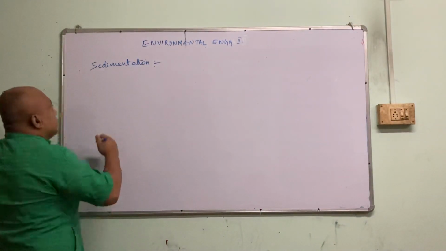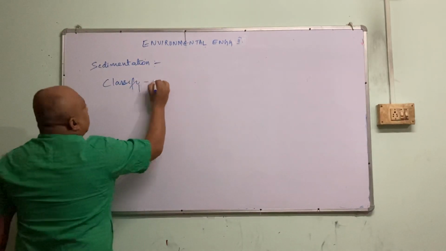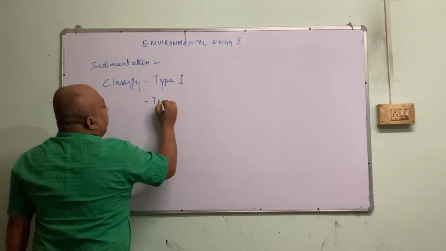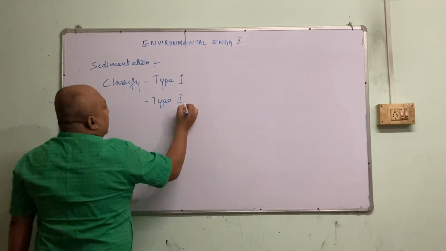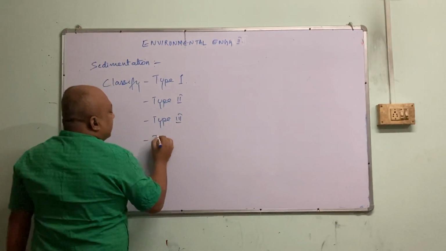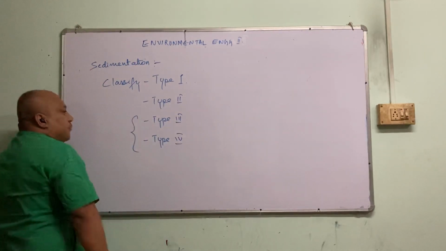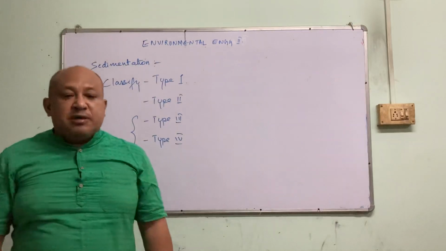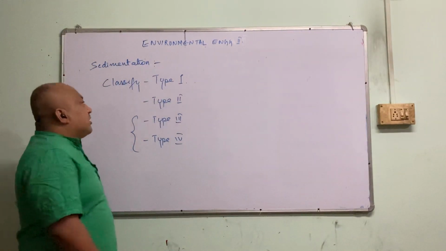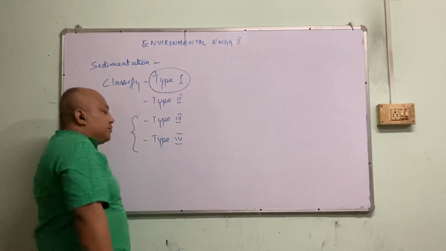To make the design easy, we classify sedimentation as type 1. Second is type 2. We have type 3 and type 4. These two parts are not much in the syllabus of BTech, only the theoretical part is there. I'll emphasize later. For type 1 settling, I'm going to be here. This is the main important one.